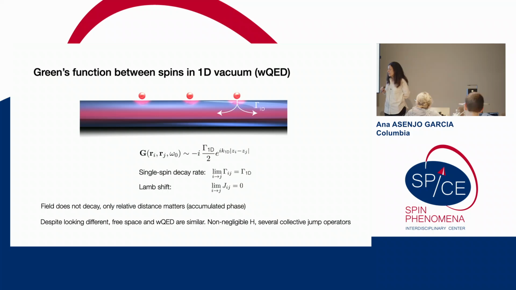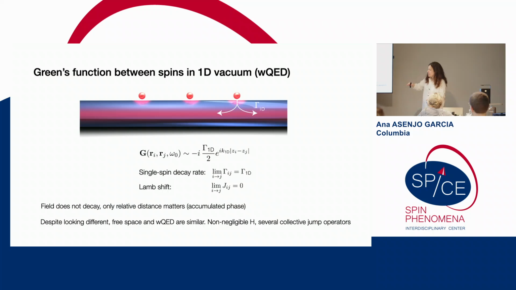You can play the same trick. You can look at the single spin decay rate, taking the limit, and that is gamma 1D. The Lamb shift in this case is zero, because there is no strong near field in this particular case. Similarly, the actual distance between the atoms, or the particular positions, do not matter. In this case, not even the distance matters, but the phase that the field accumulates between one atom and the next. If you take some given distance such that K1d times d is some phase, this is equivalent to picking the same phase plus 2 pi, 4 pi, etc.